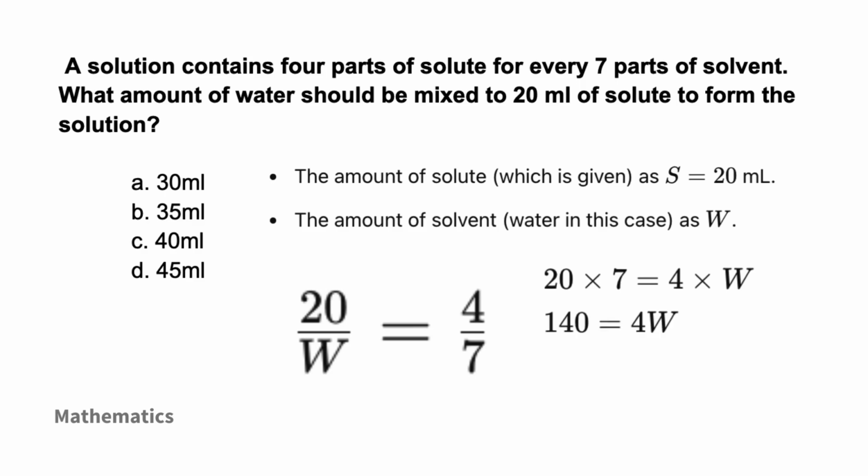This gives us 140 equals 4w, and then we can divide this out. 140 divided by 4 is 35, so our answer is 35 milliliters.